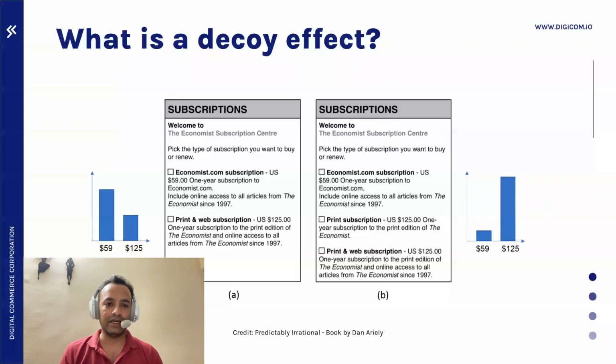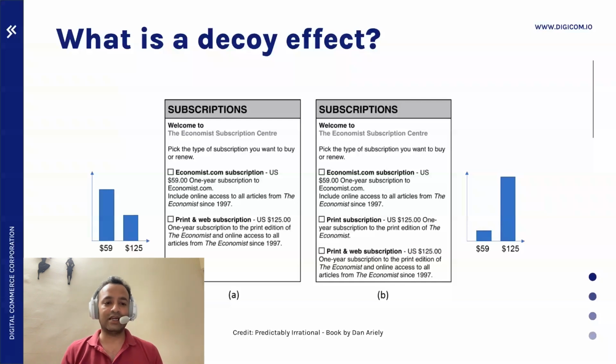What you see on the screen is a screenshot from a really famous book called Predictably Irrational by Dan Ariely. Within this book, you'll find plenty of experiments and research that really apply to marketing. The screenshot that you see is, I think, from The Economist. They ran this test where on the left, the first ad that you see on the website said, if you just get the economist.com online subscription, it would cost you $59.